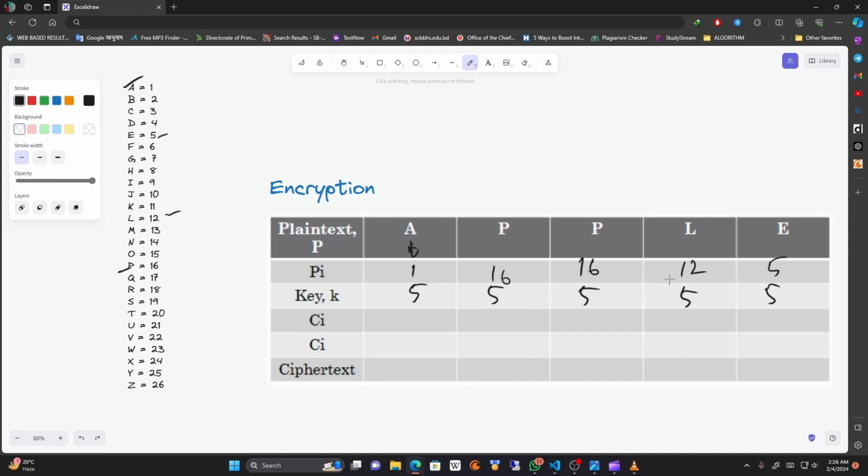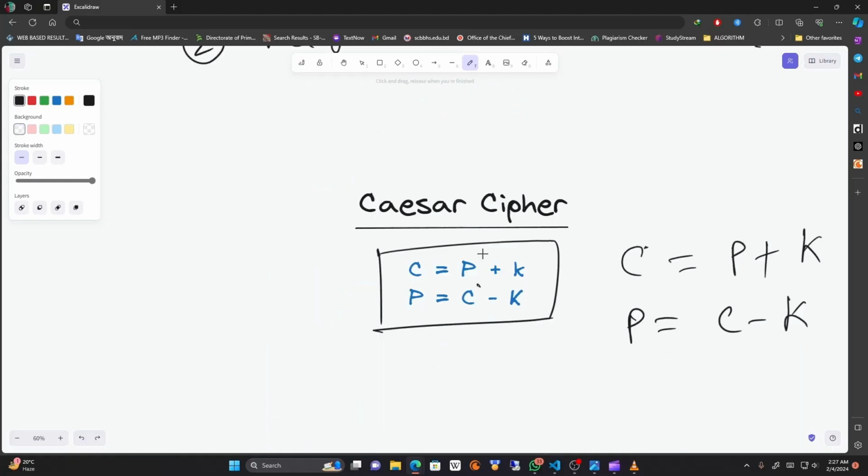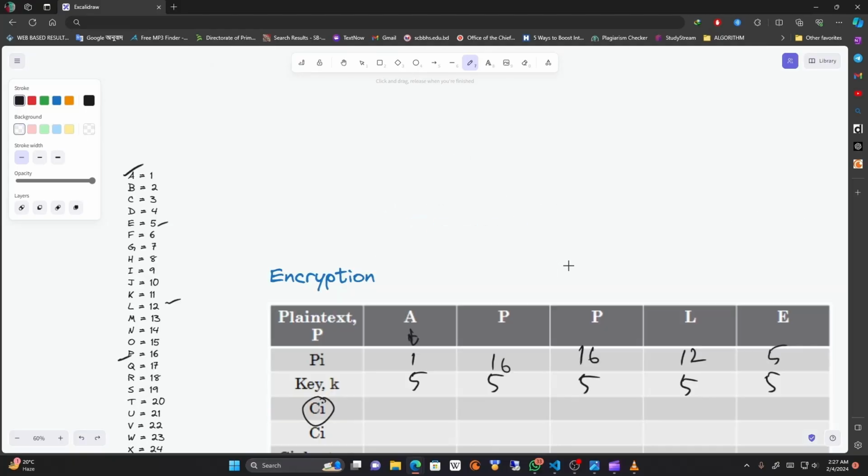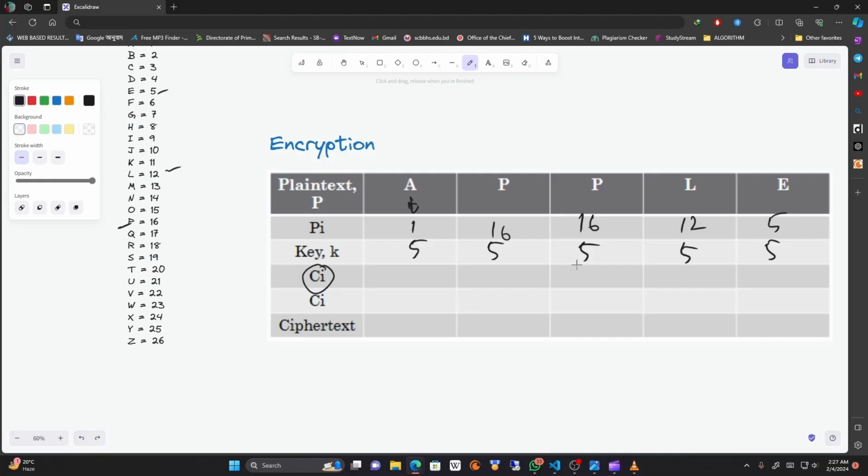So now we need to get this ciphertext index value. So how will we get ciphertext index value? We simply add plain text index value and key value. So our plain text index value is 1, and our key value is 5, which is 6. Similarly, 16 plus 5 equals 21, and 16 plus 5 is again 21, and 12 plus 5 will be 17, then 5 plus 5 will be 10. Okay, so right now let's see 6, it is between range 1 to 26.